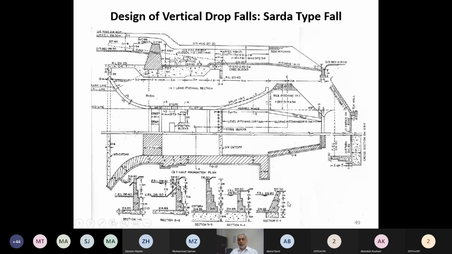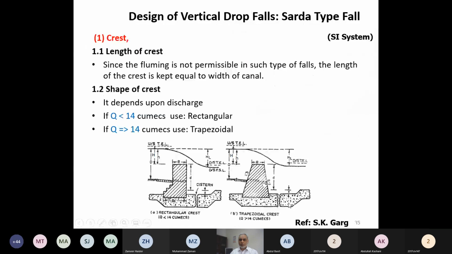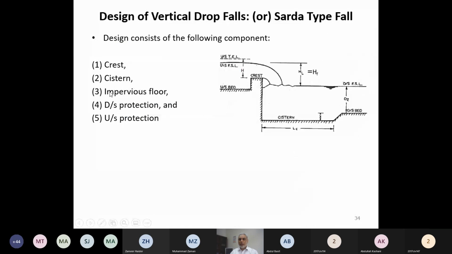Okay. So coming back to the start of the design concept, we have to decide the crest shape. We have to decide the geometry of this cistern. Cistern is a depressed floor on the downstream of the fall. So this depth of the cistern, or the depth of the depression, we have to decide, and the length of the cistern, LC, we have to decide.